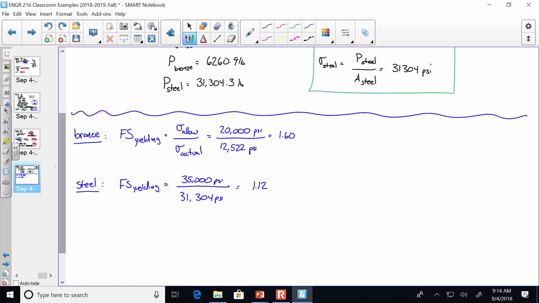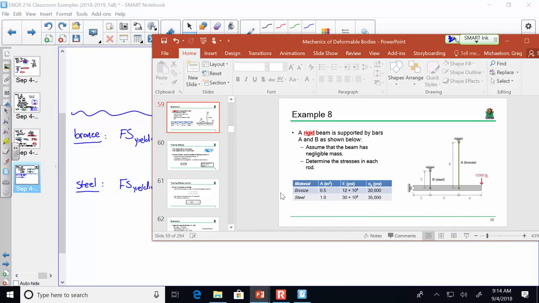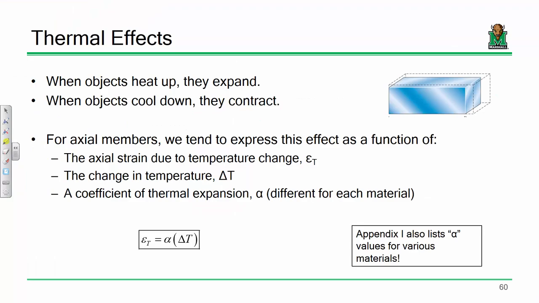Does that make sense? So that's what I meant when I said at the beginning that this is a very linchpin type class, that this is really important stuff. This stuff is used quite a bit. We don't have very much time, so I'm probably going to call it here in a second. The only thing I want to set the stage for later is thermal effects, which is what we're going to talk about on Thursday.